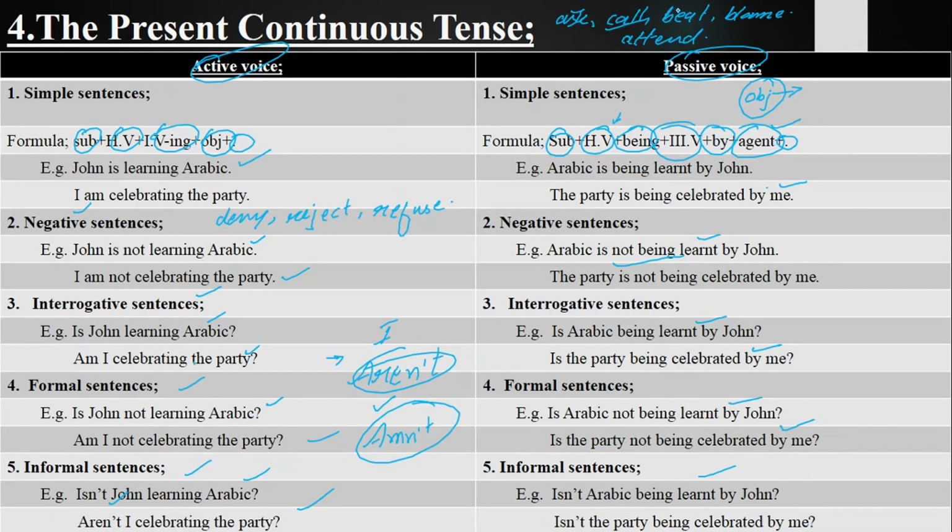Teacher beats you. You are beaten by teacher, you are not beaten by teacher. Are you beaten by teacher? Are you not beaten by teacher? Aren't you beaten by teacher? You were beaten by teacher, you were not beaten by teacher. Were you beaten by teacher? Were you not beaten by teacher? Weren't you beaten by teacher?